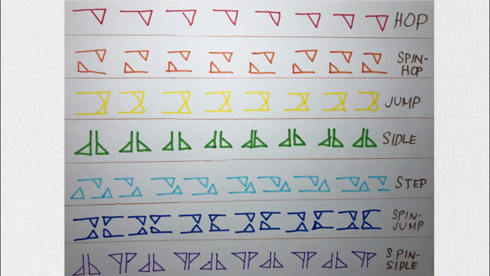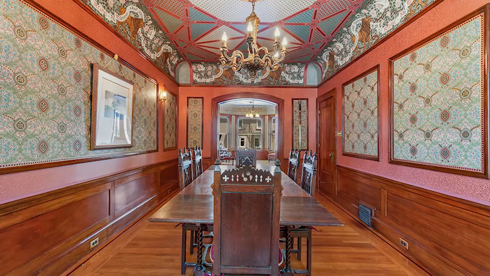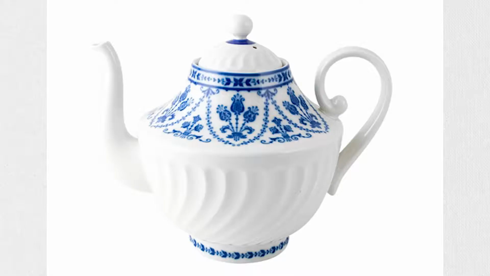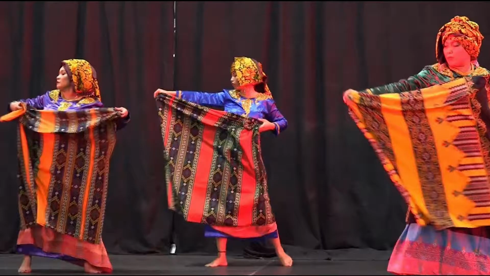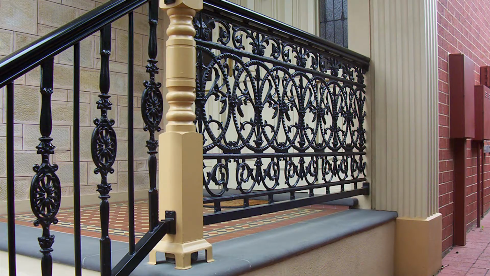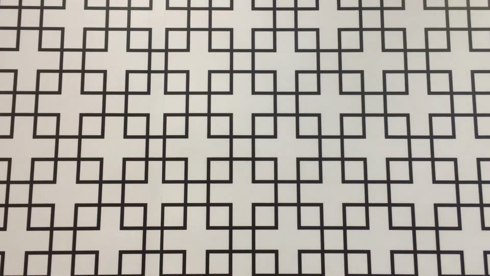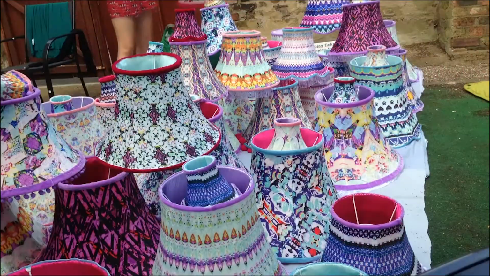So basically, an easy way to think about frieze patterns is to think about borders. And this could be borders on paper, wallpaper, on tiles, on clothing, on rugs, designs on pottery, indigenous art, needlepoint stitches, ironwork, railings, any architecture that you might see, or just any decorative art that you can imagine.